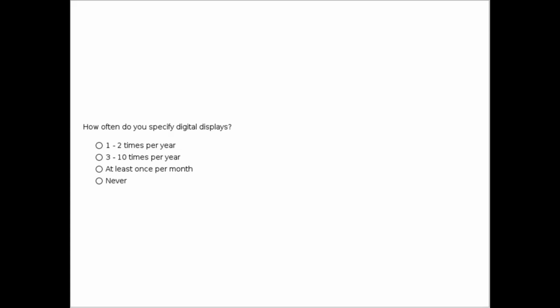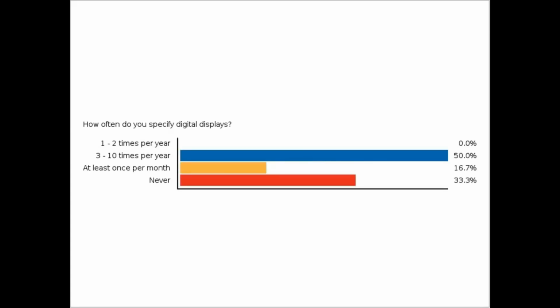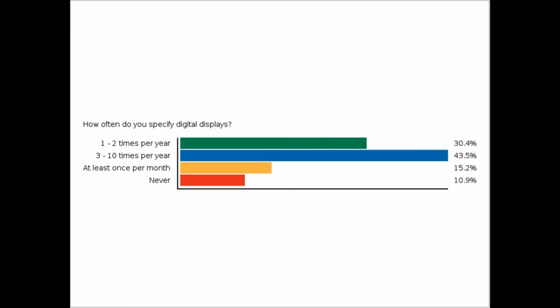So the last one we have, how often do you specify digital displays? Don't worry, this isn't a sales trigger for our sales team. This is just for information. So feel free to vote. Skip to the results so we can see what's coming in. 10 times per year. By far the most popular choice. Never specify them. That's okay. We're glad to have you learning about 4 to 20 milliamp power, loop power rather.